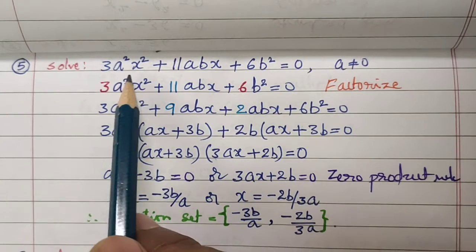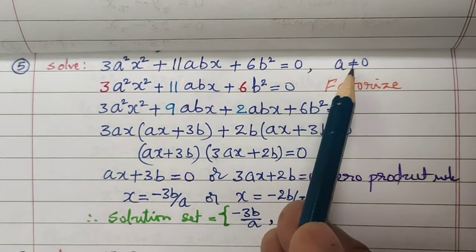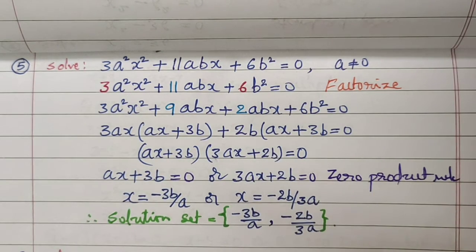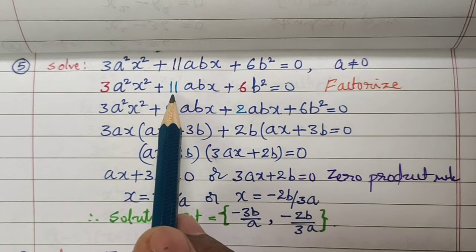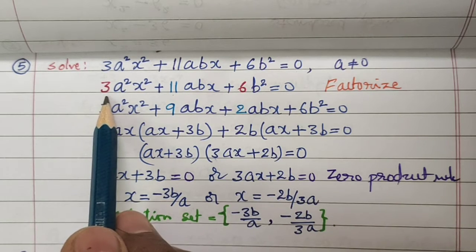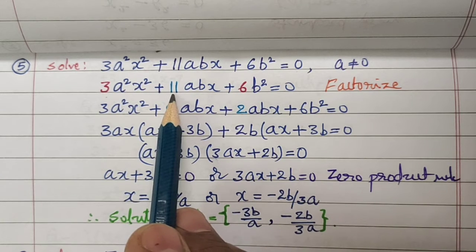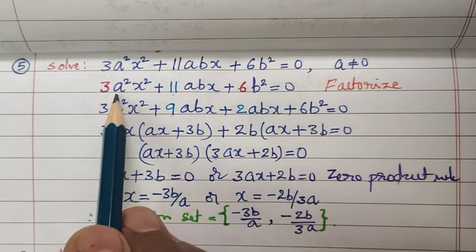Solve 3a²x² + 11abx + 6b² = 0, where a is not equal to 0. This is already in the standard form of a quadratic equation. So you split this 11 into two parts such that when you add those two parts, you get 11. When you multiply, you should get 6 × 3 = 18. So this can be split into 9 plus 2, which is 11. 9 into 2 is 18, which is equal to 6 into 3.